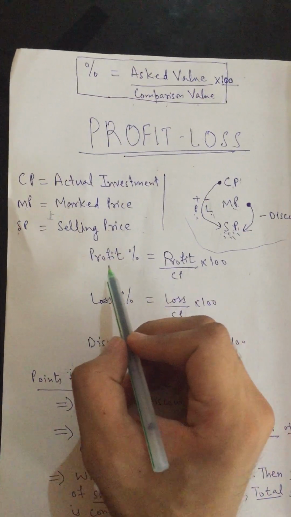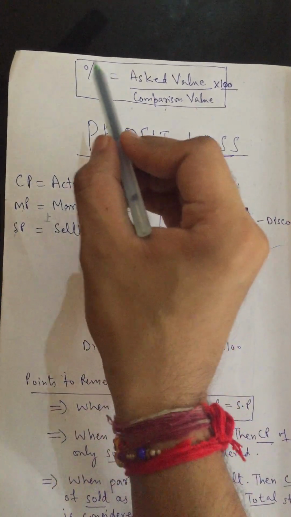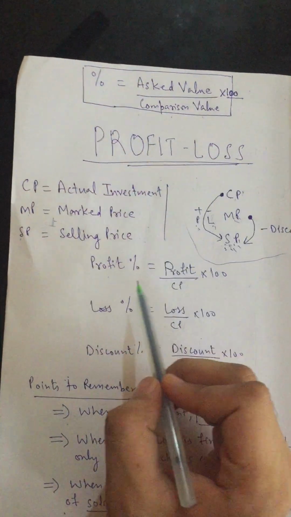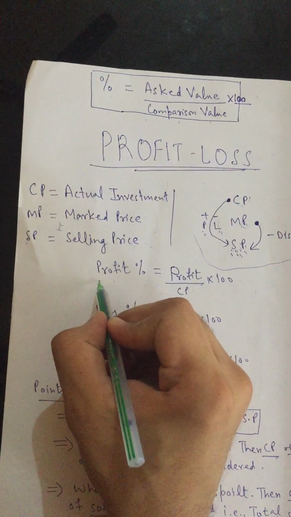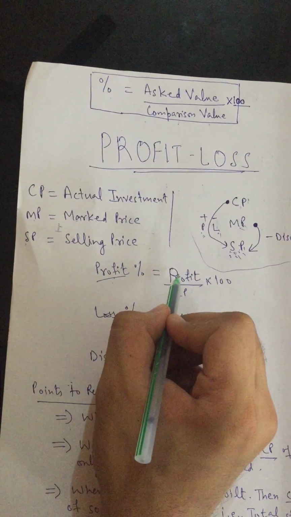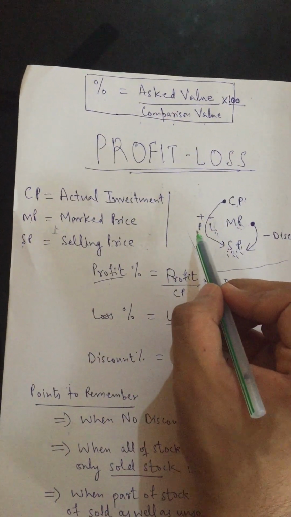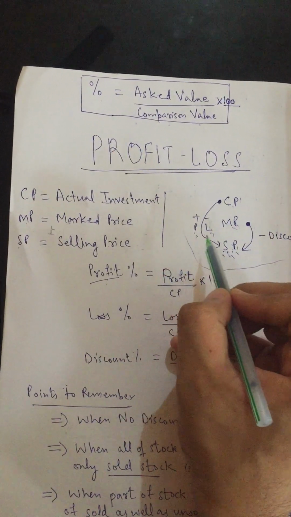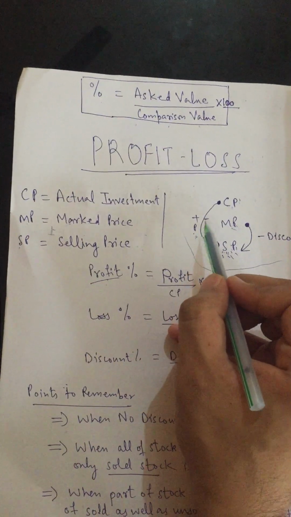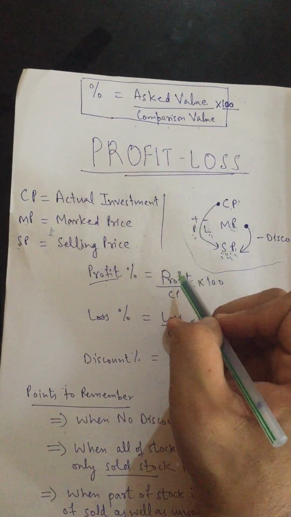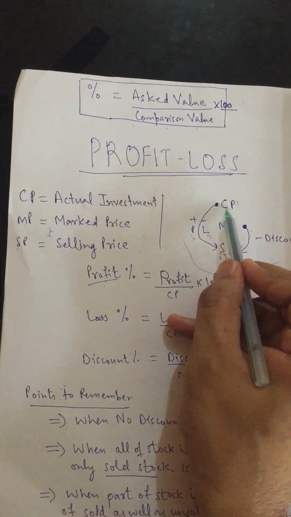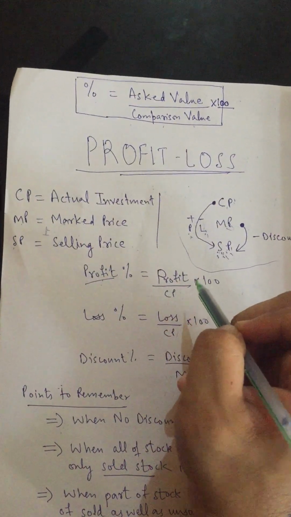So now profit percent. As I mentioned, percentage is asked value divided by comparison value. What is asked? Profit. So profit percent, profit is asked value divided by cost price. This is profit, past value is CP, future value is SP. So in case of profit, the past value is cost price, profit upon CP into 100 is profit percent.